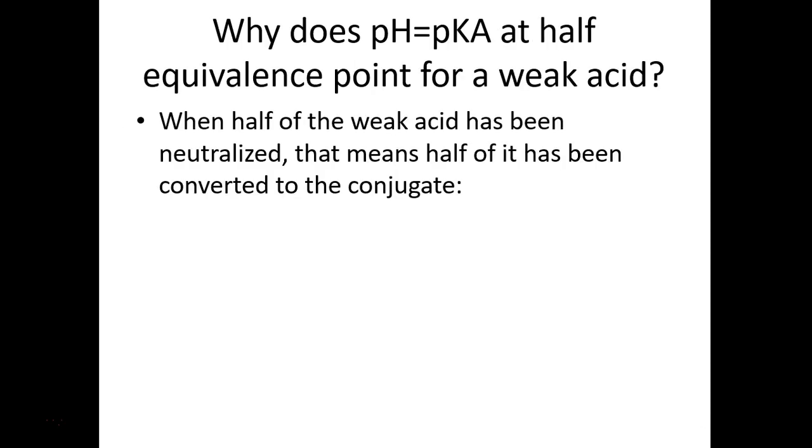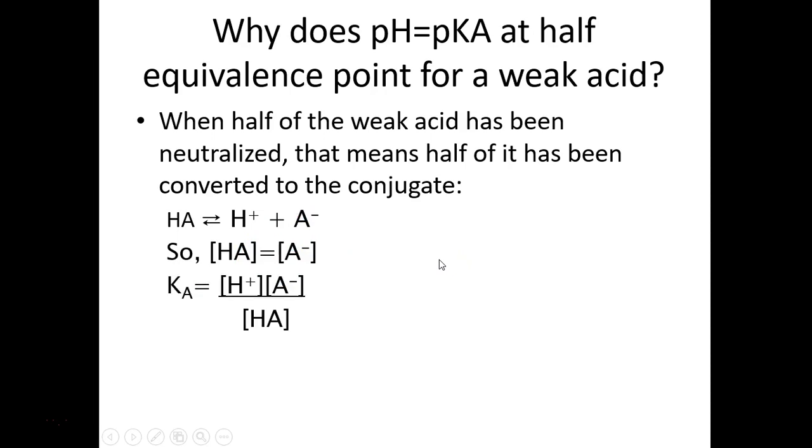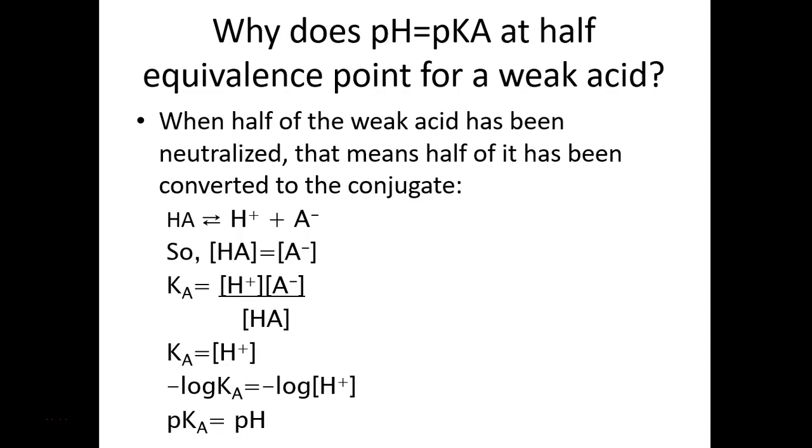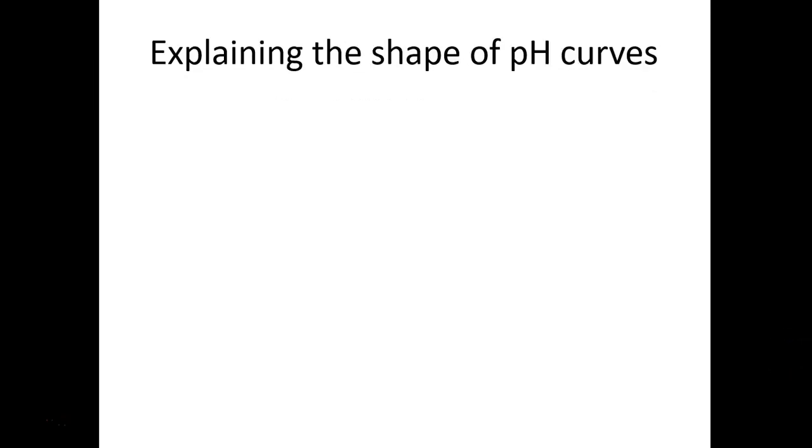All right, as we just said, when half of the weak acid has been neutralized, that means half of it has been converted to the conjugate. So if this is our weak acid system, the concentration of the undissociated acid is equal to the concentration of its conjugate. So if this is the expression for Ka, and the conjugate and the acid concentrations are equal, they will cancel out. So we can say that Ka is equal to the concentration of hydrogen ions. We can take the negative log of both sides, and we know p means negative log, so pKa is equal to pH.